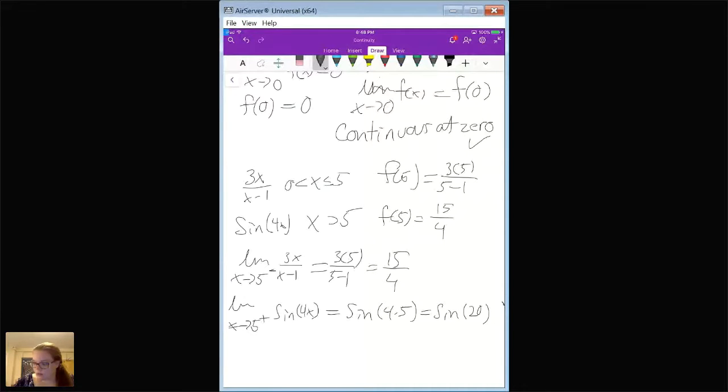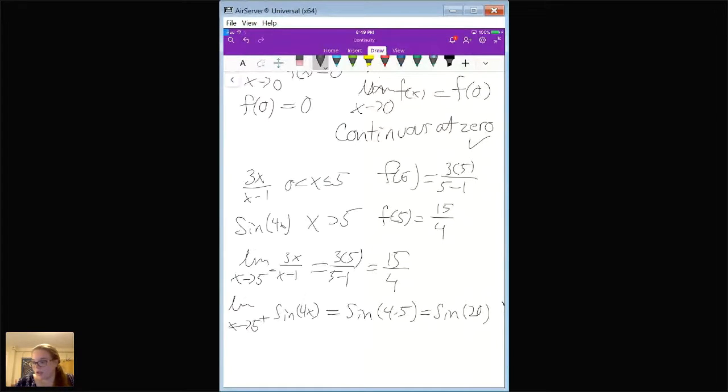Do we know if those are equal or not? Now remember, this is no calculator. So yes, you could plug them into your calculator and see that they're not equal. But is there any other way we know based on what we know about these functions that we could tell that they're not equal? Okay, so ways we can look and see if they're not equal. Oh, okay, check to see if it is continuous at 5.